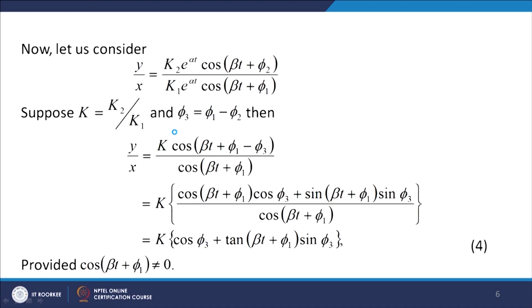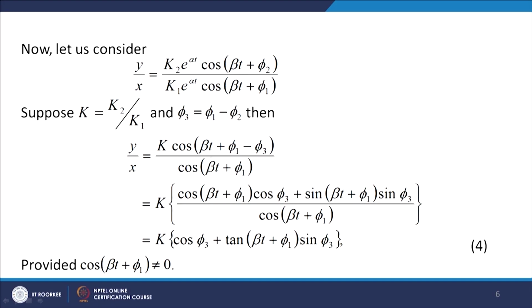Now, let us consider the ratio of y and x. So, let us consider y over x. y is k2 times e to power alpha t cos of beta t plus phi 2 and x is k1 times e to power alpha t cos of beta t plus phi 1. So, when we divide by x, e to power alpha t will get cancelled, and if we denote k2 by k1 equal to k, then y over x will be k times cos of beta t plus, let us take the difference of phi 1 and phi 2 to be phi 3. So, then phi 2 will be equal to phi 1 minus phi 3, and we will have k cos of beta t plus phi 1 minus phi 3 over cos of beta t plus phi 1.